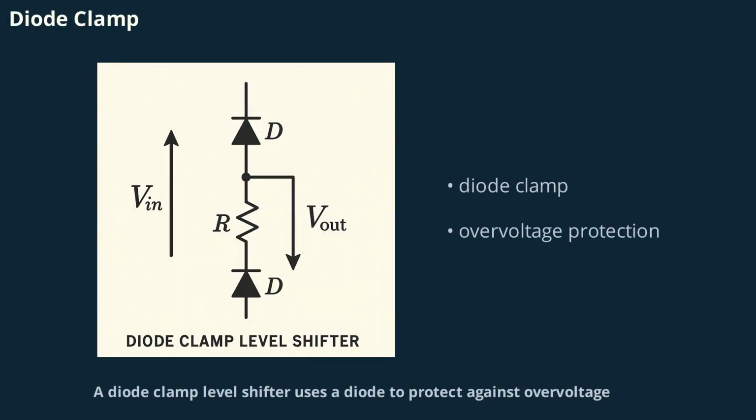A diode clamp level shifter uses a diode to protect against overvoltage. It's a simple solution for unidirectional signals, especially when you need to prevent a high voltage from damaging a sensitive input. However, it's not ideal for logic translation and is limited in its ability to handle fast or complex signals.